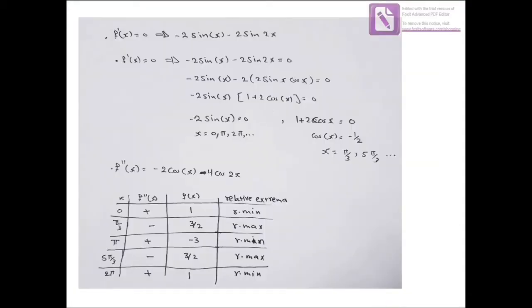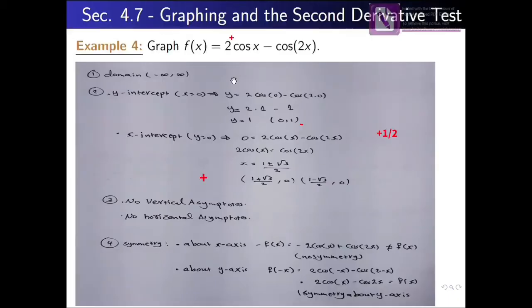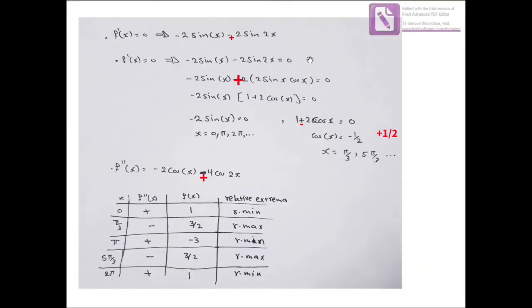So now to find the critical values, we need to find the first derivative. We need to differentiate cosine, which gives minus sine. For this one, the derivative of cosine 2x gives us minus 2 sine 2x, because we differentiate 2x as well. So f prime of x will be minus 2 sine x minus 2 sine 2x.